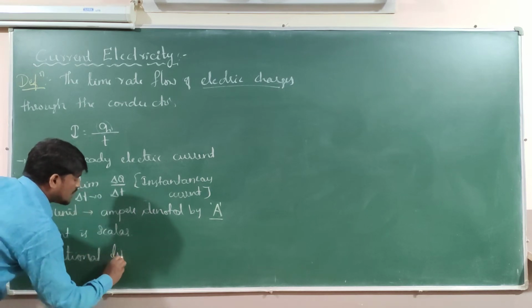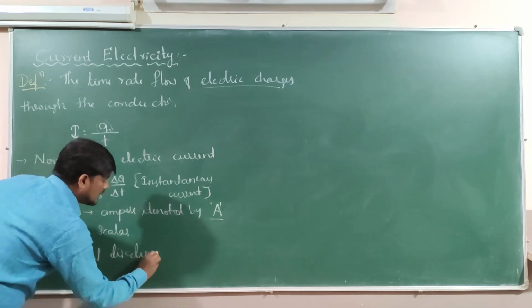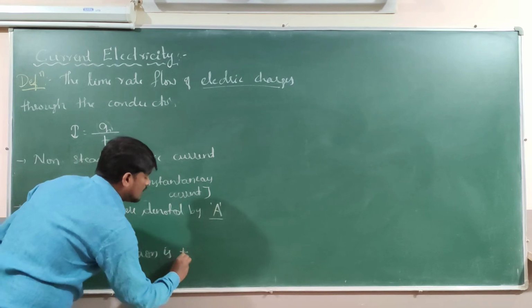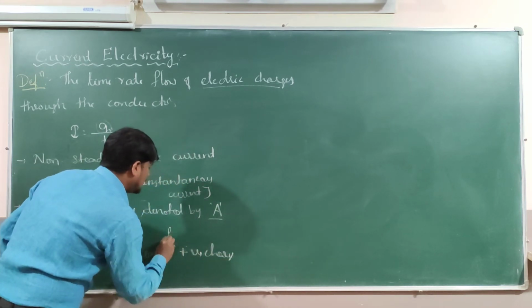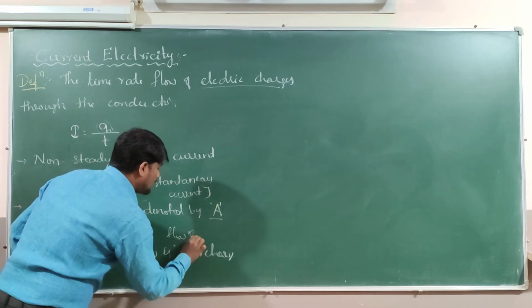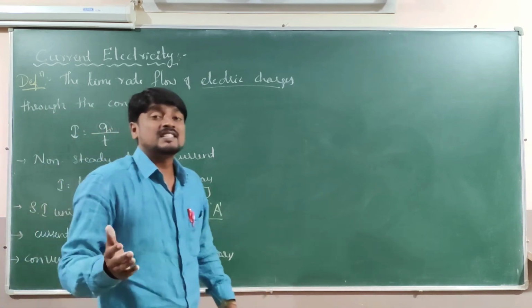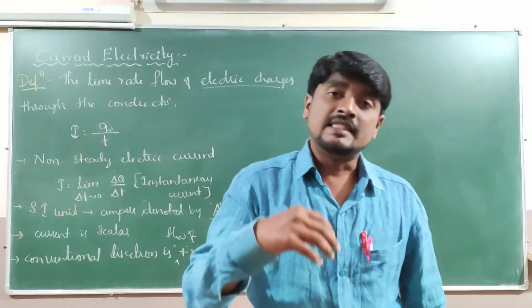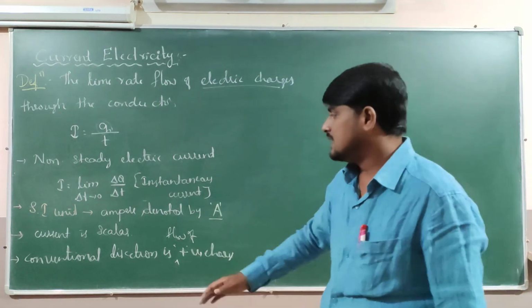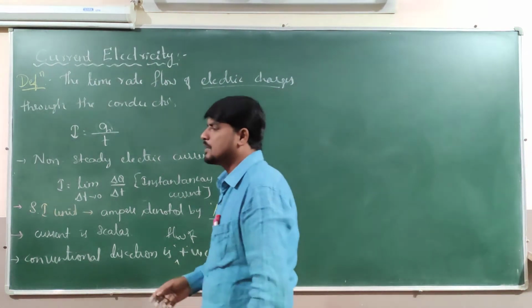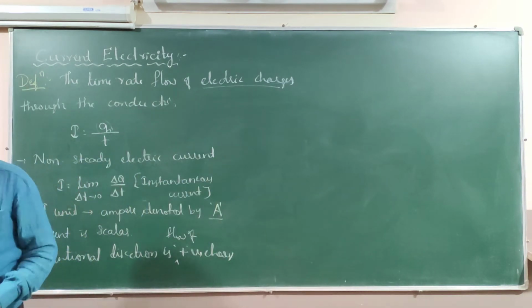Conventional direction is positive charge. That means it is the flow of positive charge, I can say. So in which direction the positive charges are flowing, that direction itself is taken as the direction of the current. That is the conventional direction. That is only the purpose we are indicating the conventional direction.